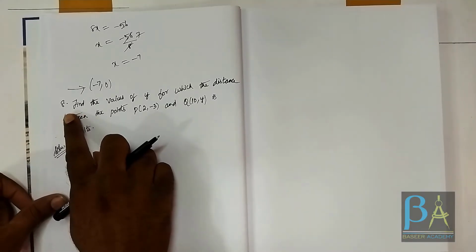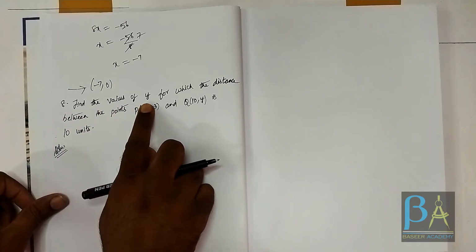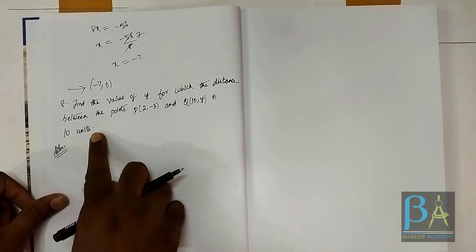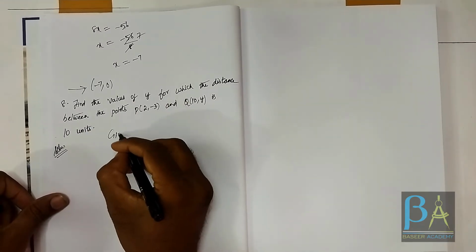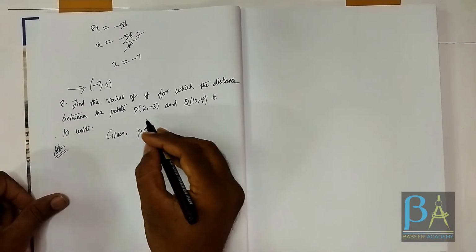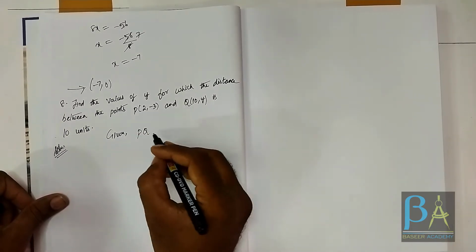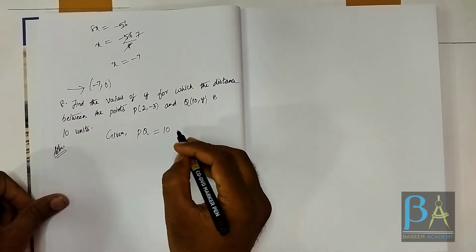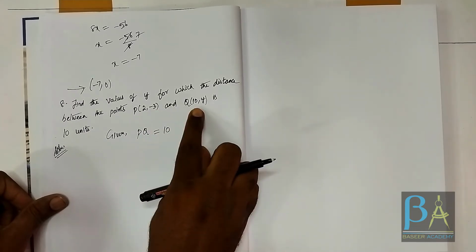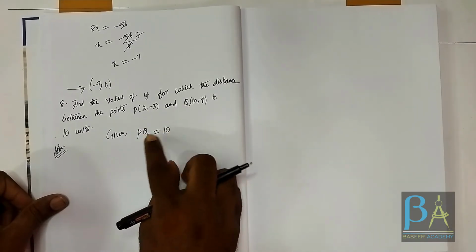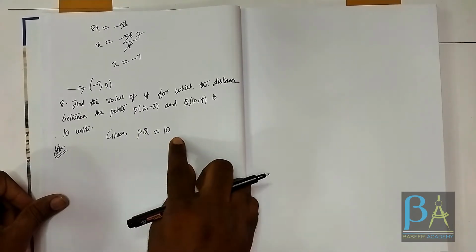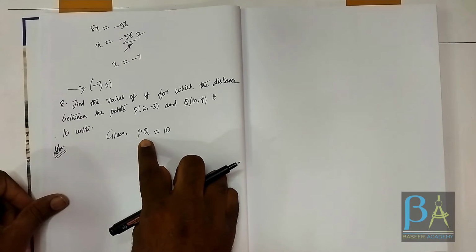Now the question number 8, it says find the values of y for which the distance between the 2 points is 10 units. So it is given that the distance between point P and point Q, which is PQ, is equal to 10 units. Now, what is PQ? PQ is the distance between P and Q. And what is the distance formula? It is square root of x2 minus x1 whole square plus y2 minus y1 whole square.